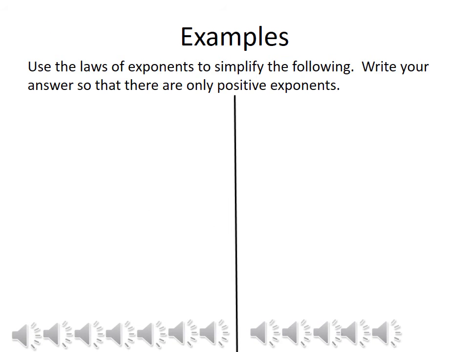Let's do some examples. We're going to use the laws of exponents to simplify the following expressions, and we want to make sure that we write our answers so that there are only positive exponents. So anytime we see a negative exponent, we need to move it to the denominator. So to begin with, we want to simplify x to the negative 1 times y, all raised to the third power. We'll start by using the third law on the previous slide that says if you have a product raised to a power, you can distribute the power.